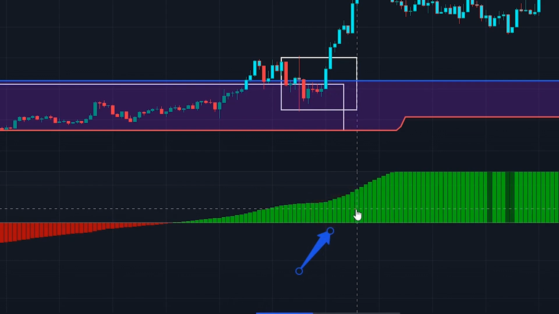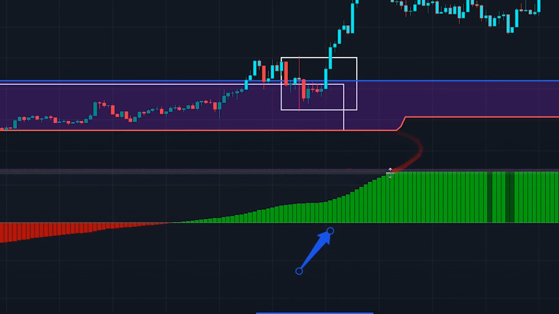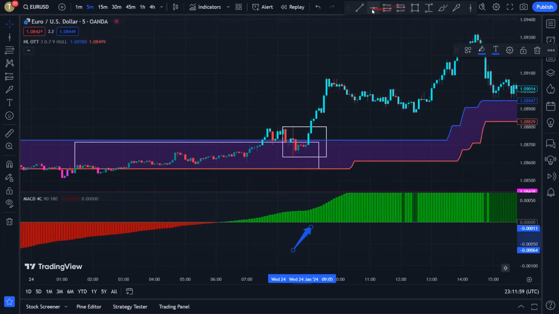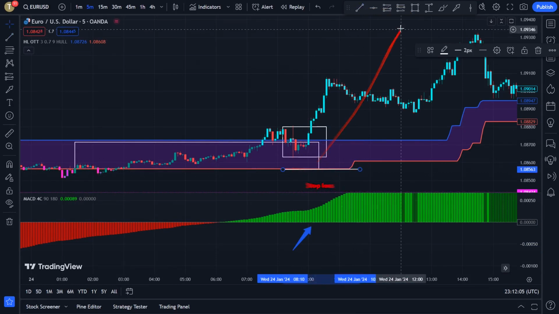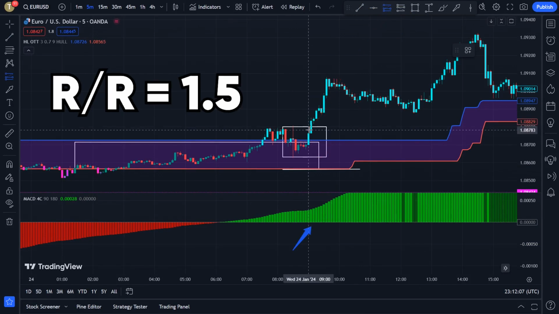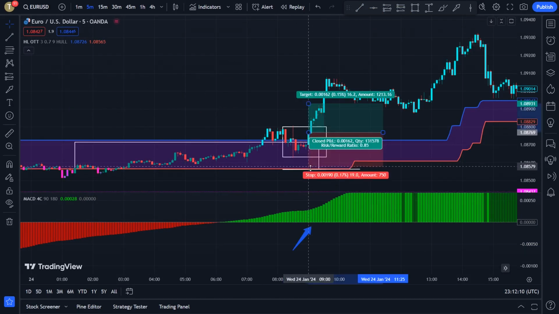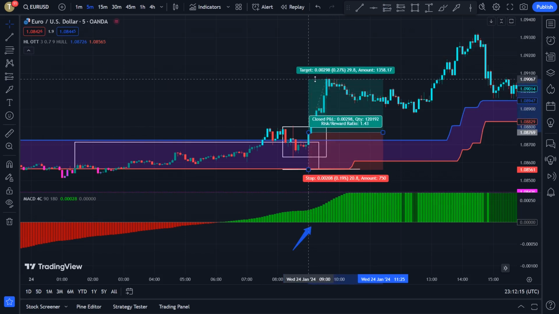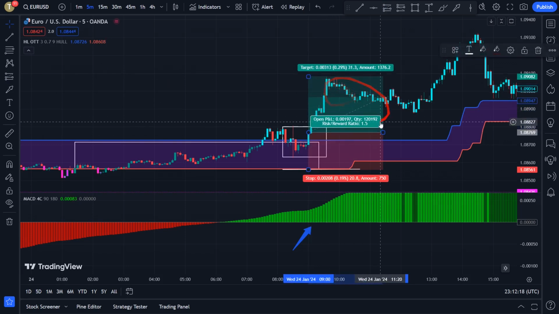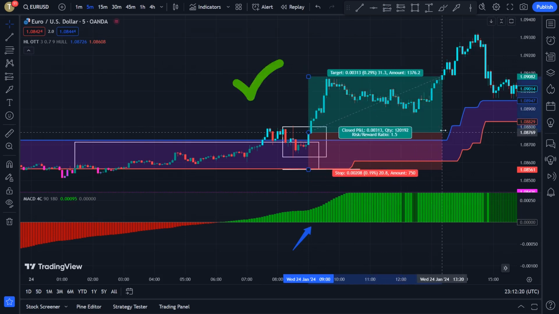Now that all the conditions have been met, we can place a buy order here and set our stop loss on the red line of the HLOTT indicator, and risk to reward ratio will be 1 to 1.5. Like here, the market completely hit the target.